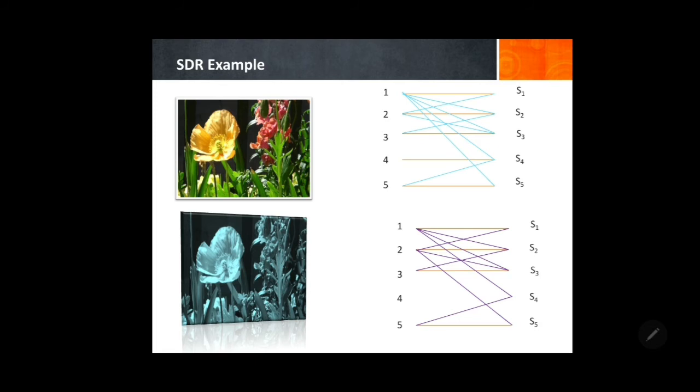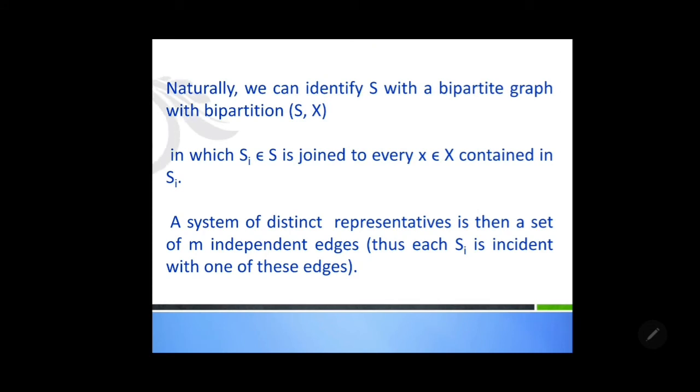Whereas in the next figure we cannot match 4 with any of the Si in the family, hence there is no SDR in the next graph. Naturally, we can identify S with a bipartite graph with bipartition S, X, in which Si belonging to S is joined to every x belonging to X contained in Si. A system of distinct representatives is then a set of m independent edges.